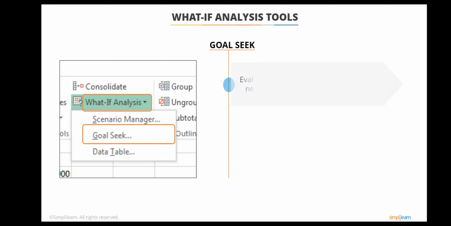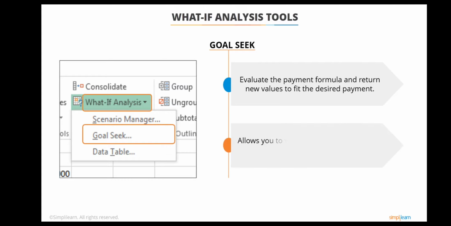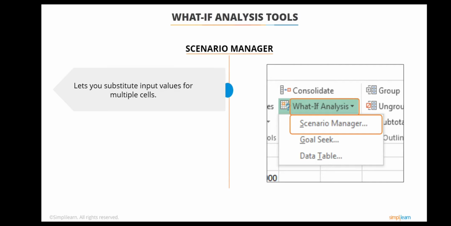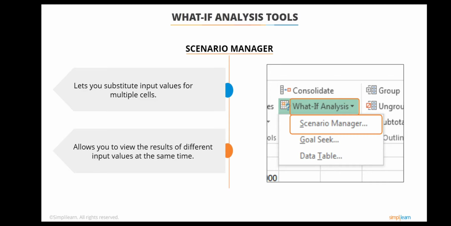Goal Seek helps us to evaluate the payment formula and return new values for rate, term, and the principal to fit our desired payment. With Goal Seek, we can even work backwards, that is, starting with the result. With the help of Scenario Manager, we can substitute input values for multiple cells, allowing us to view the results of different input values at the same time.